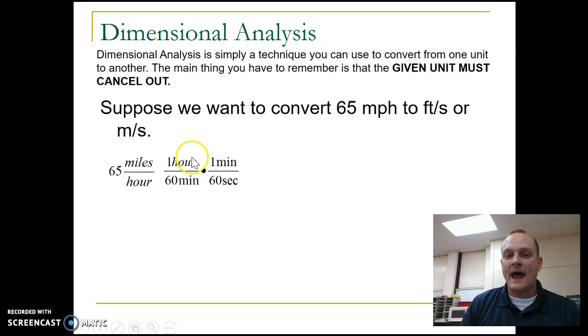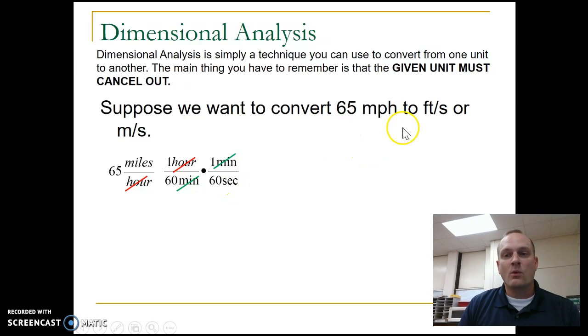Now first, I know that 1 hour is the same thing as 60 minutes, and I know 1 minute is the same thing as 60 seconds. So I set these up in a way where I started with hours on bottom, I need to put hours on top so that those cancel. Then I had minutes on bottom, I need minutes on top so that those cancel. If I stopped here, I would get miles per second.